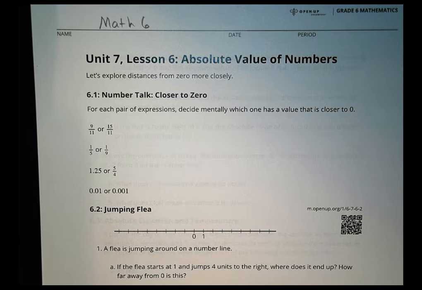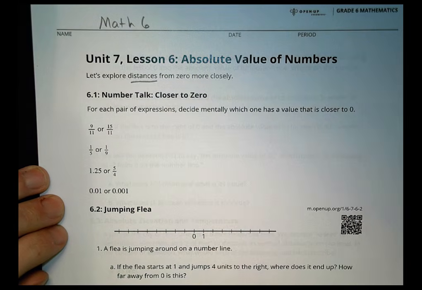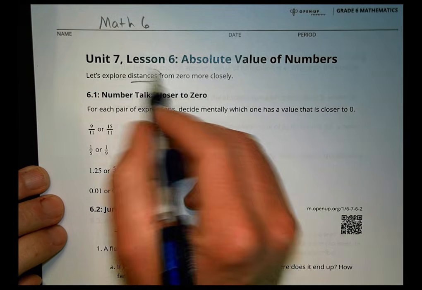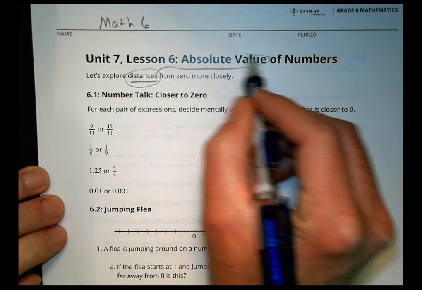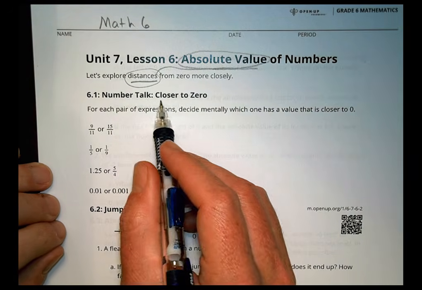Hi there, this is Math 6, Unit 7, Lesson 6, Absolute Value of Numbers. So we're going to be exploring the distances from 0 more closely today, and that's a lot of what we're talking about when we're dealing with absolute value. Okay, so first of all, we have some number talk called Closer to 0.